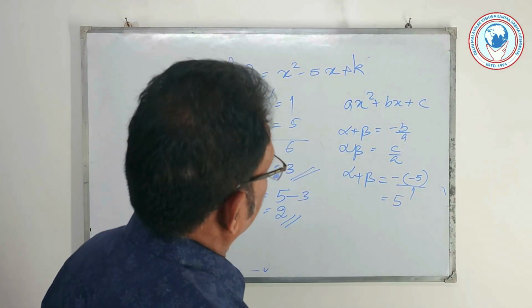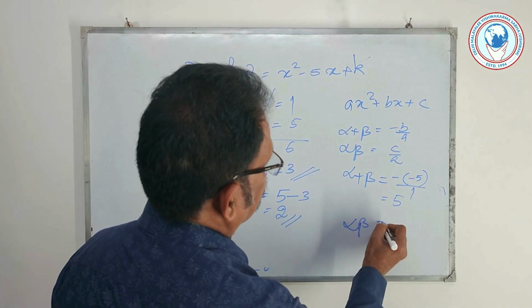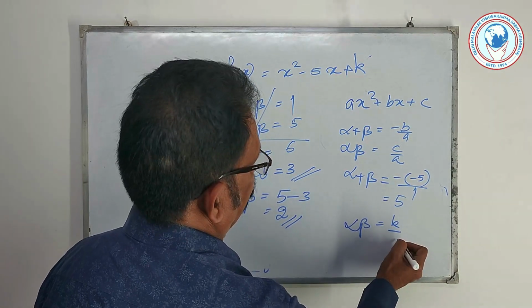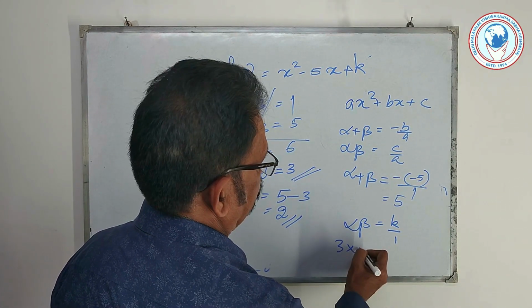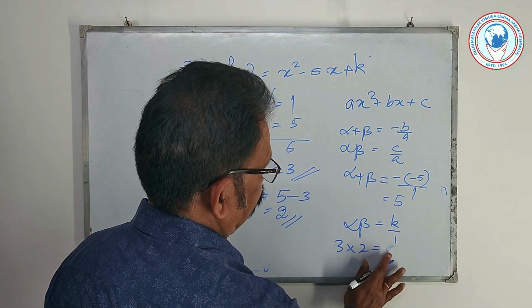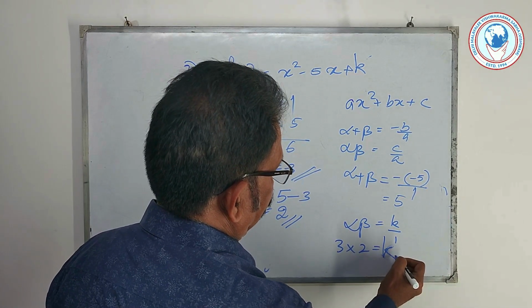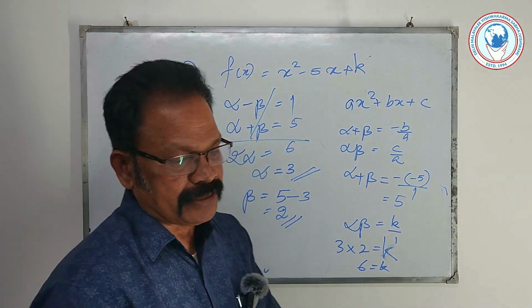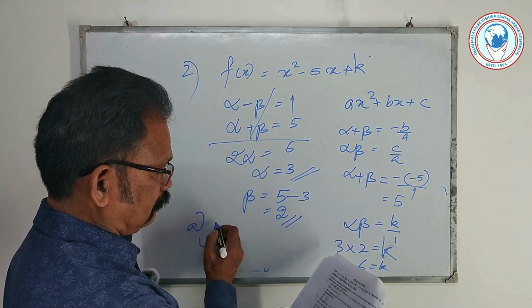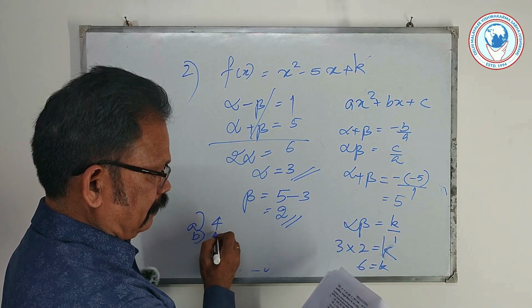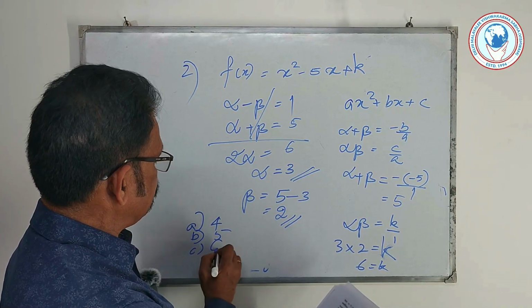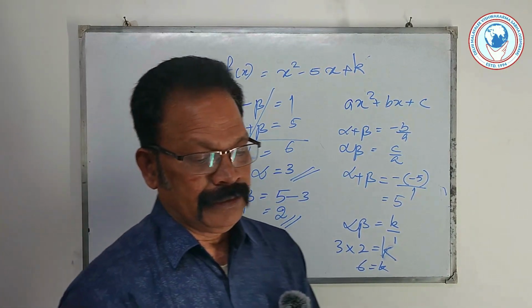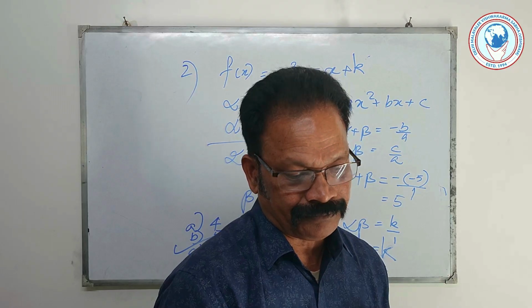Now we want to find the value of k. Alpha into beta is equal to c by a, which is k by 1. That is, 3 into 2 is equal to k, so k is 6. The options are A 4, B 5, C 6 and D 7. Our option is C, 6.